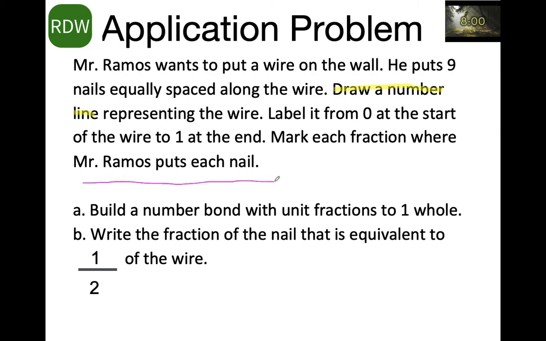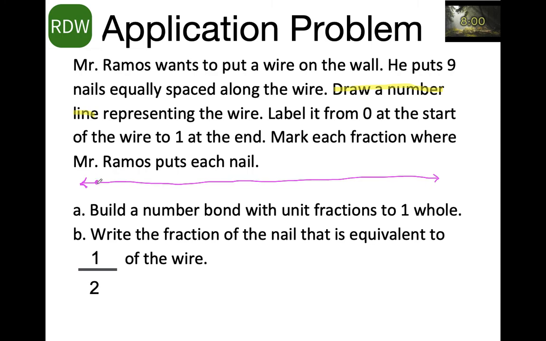Now, one of the things it says is that there are 9 nails equally spaced. That does not mean we're talking about ninths, and I'm going to show you exactly what I mean by that. So, using your marker, pen, pencil, whatever you're using, we are going to start at the end and I'm going to put my first nail in.